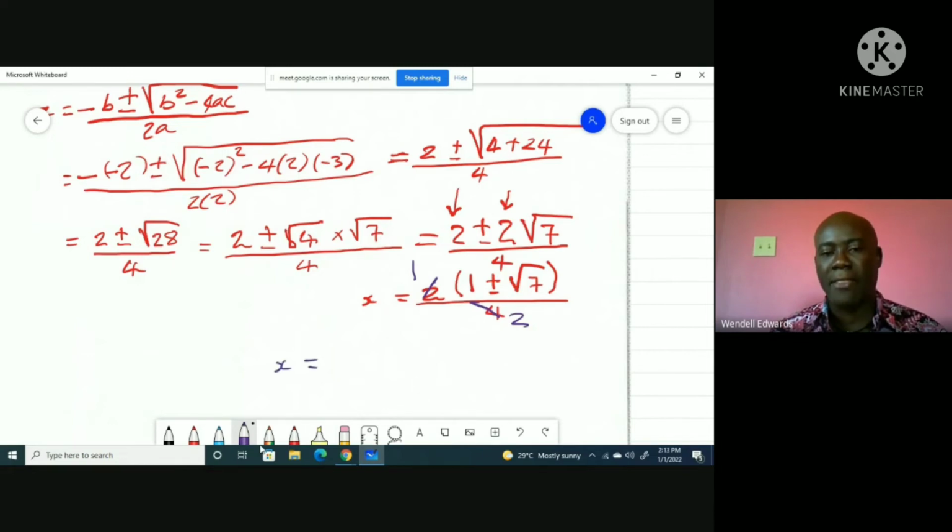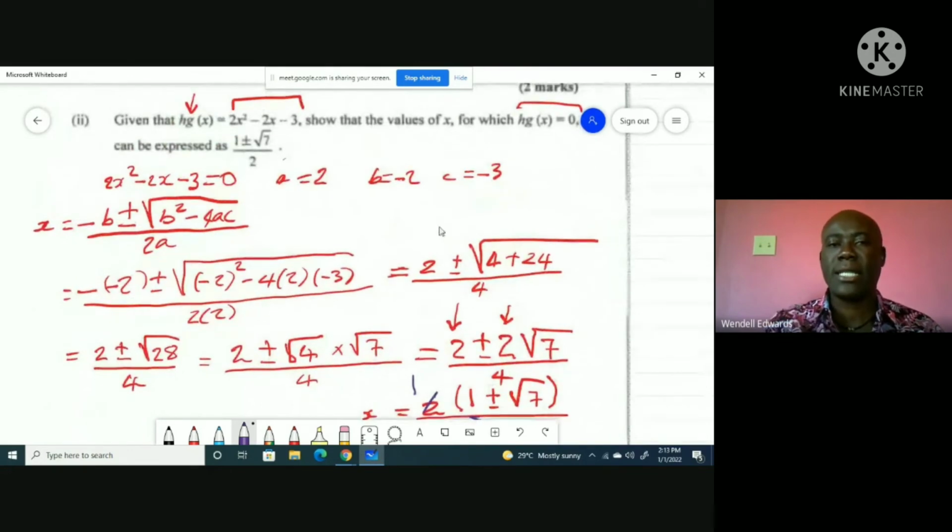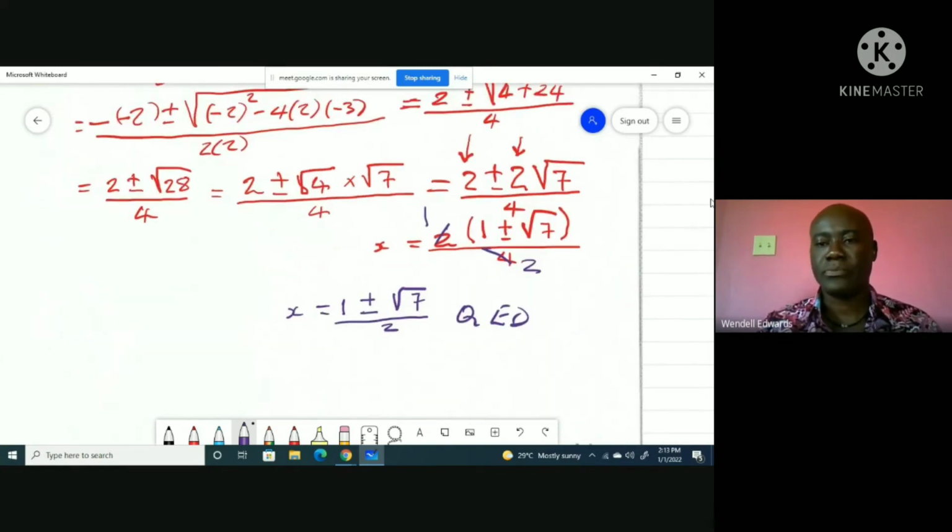I'm left with the fact that what we do have here is 1 times this is 1 plus or minus the root of 7 all over 2. Hence, we have proven that x is 1 plus or minus the root of 7 all over 2. As suggested here, we were looking for this, and definitely you saw that we proved that. All right, good. Next question.